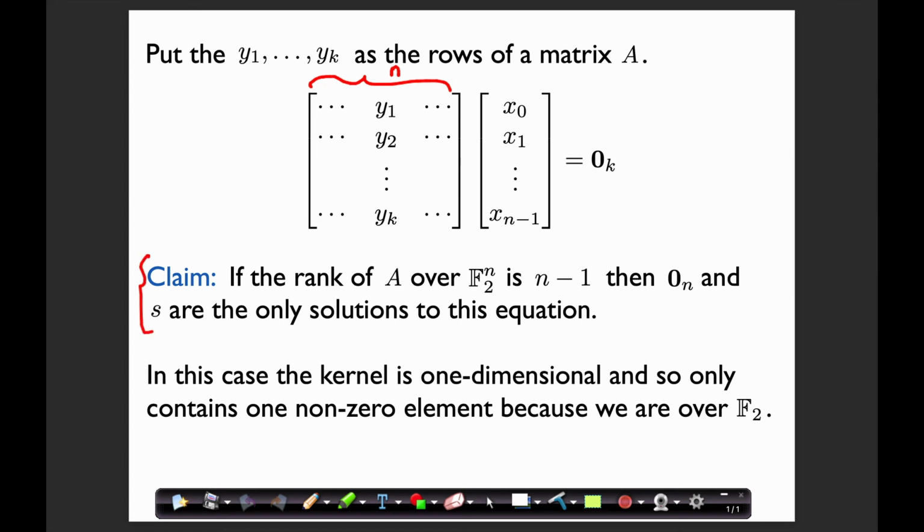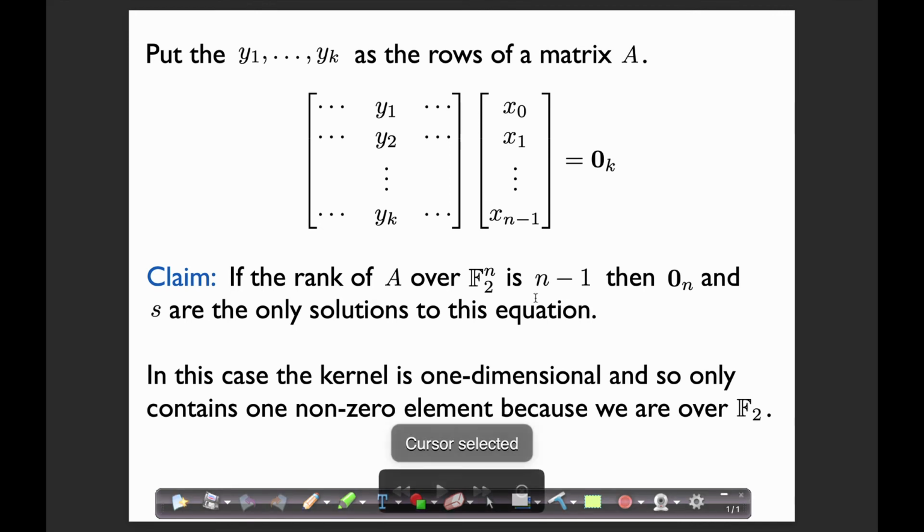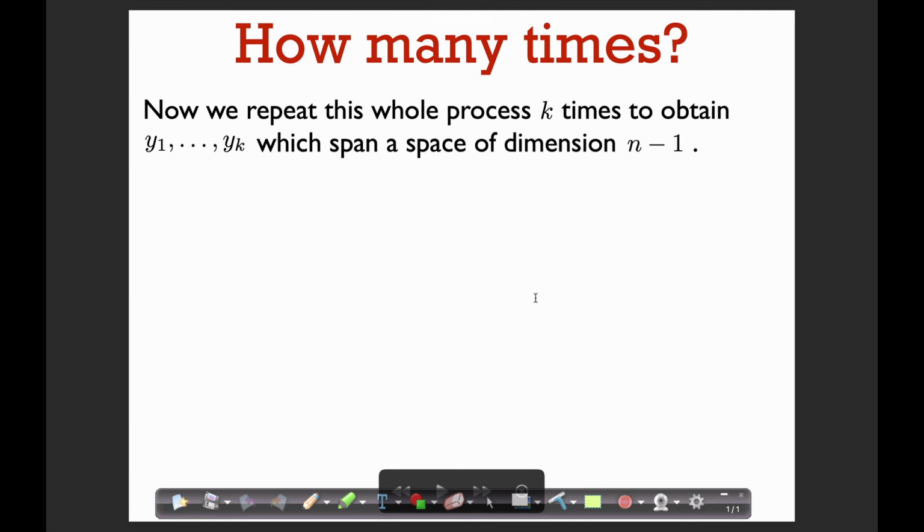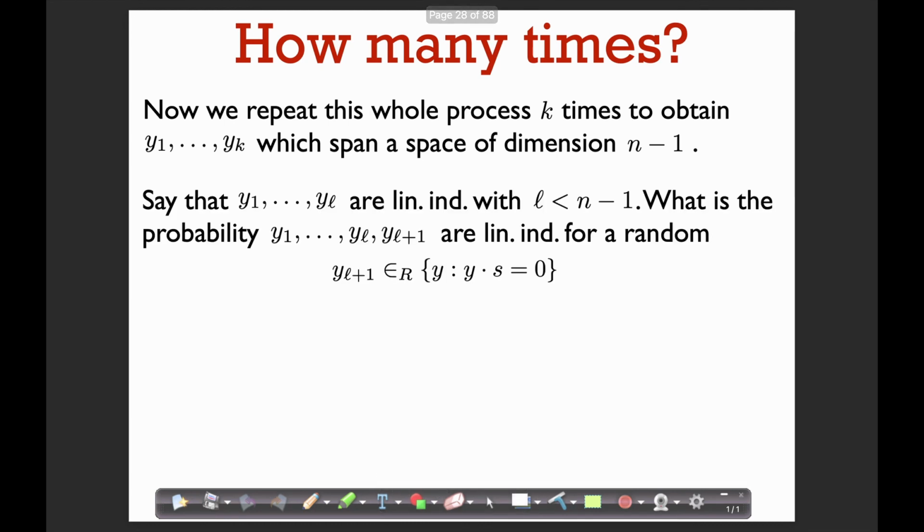So basically what we need to do is repeat the algorithm a number of times k such that with constant probability the rank of this matrix becomes n minus 1. So that's our next task. We need to estimate how many times we need to repeat this process so that this matrix has rank n minus 1.